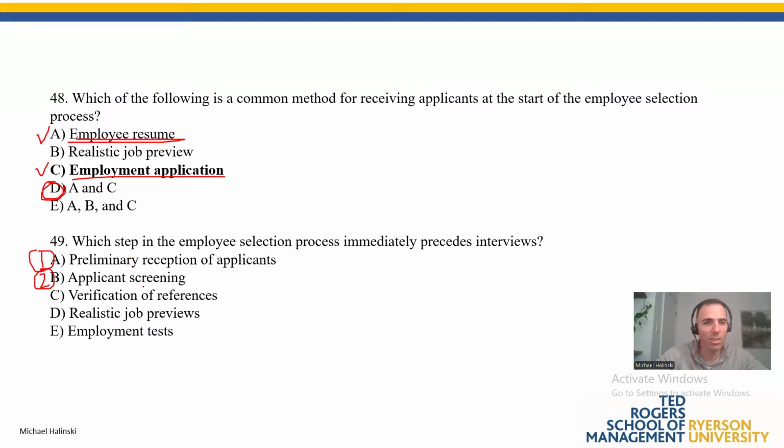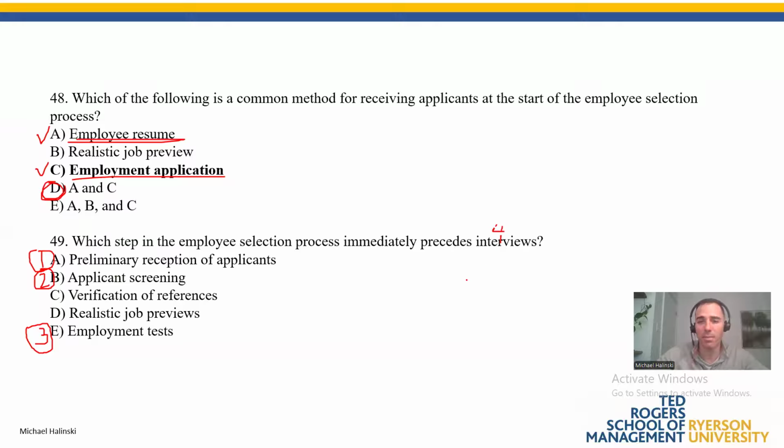Things of that nature. Employment tests is typically number three. Employment tests validate what is said in the first two steps. If you say you can speak French in the employment applicant screening stage, this is where you have a French test to make sure you can actually speak French. From here, typically interviews are four.